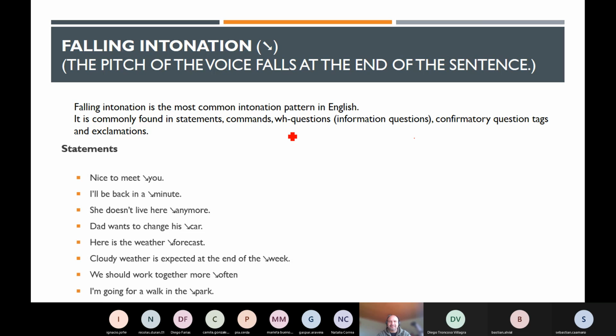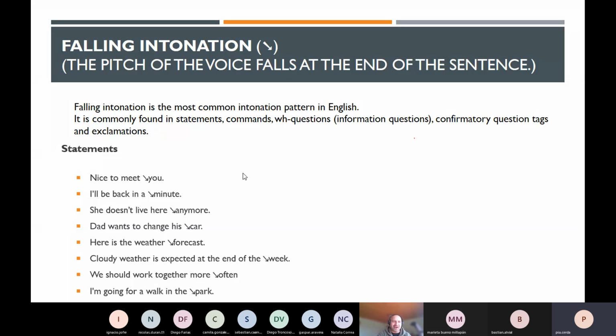Off you go. Nice to meet you. I will be back in a minute. She doesn't live here anymore. Dad wants to change his car. Here is the weather forecast. Cloudy weather is expected at the end of the week. We should work together more often. I'm going to take a walk in the park.